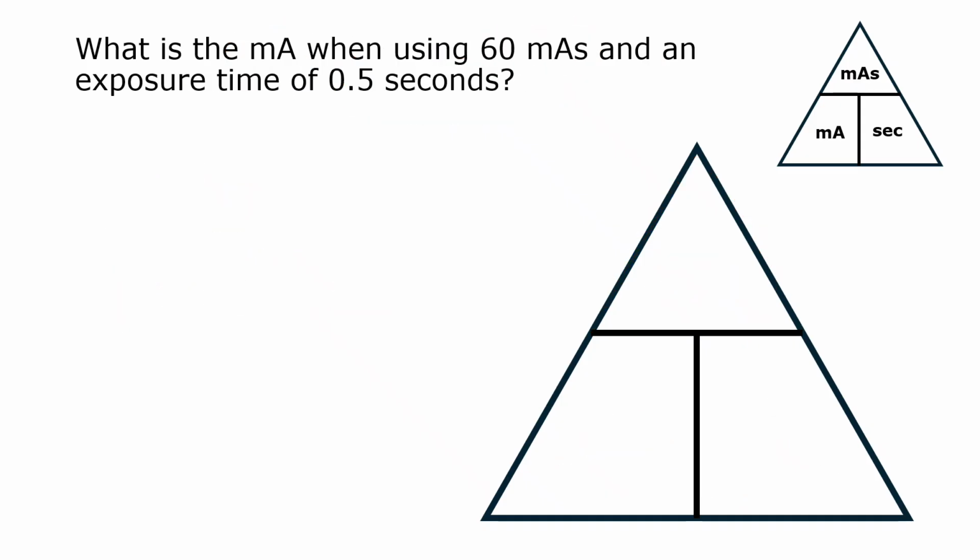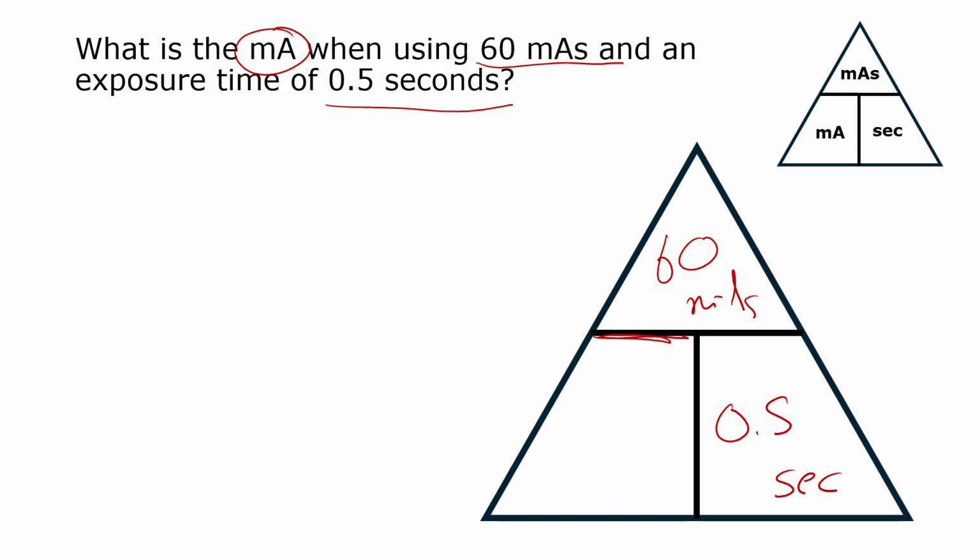All right, let's do another problem. What is the mA when using 60 mAs and an exposure time of 0.5 seconds? So fill in our known variables. We have 60 mAs. We have 0.5 seconds. And we're trying to calculate for mA.